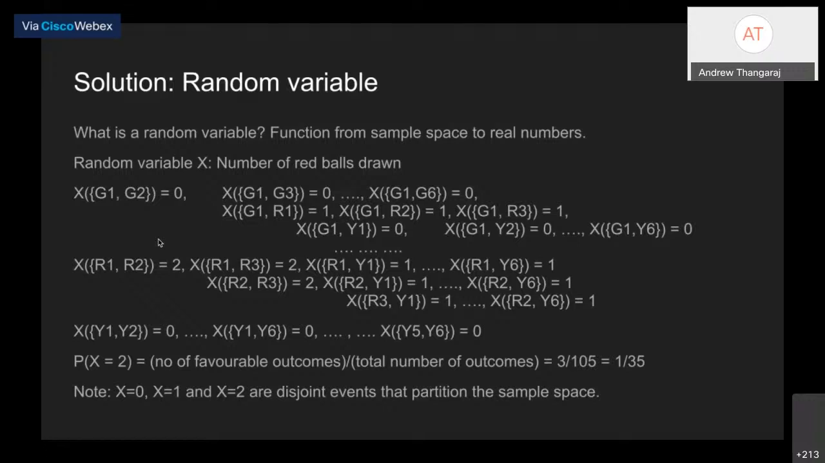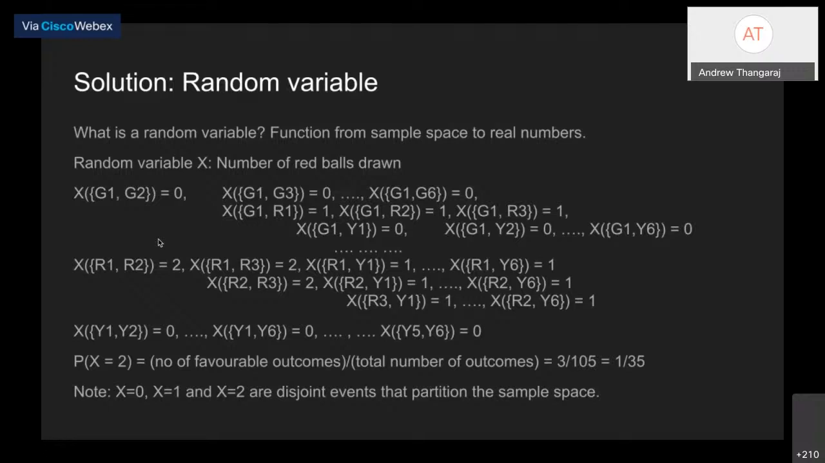Usually people write just x, but x is a function from outcomes to the number. For instance, if the outcome was g1 comma g2, what will be the random variable x? It will be 0. Why is that? Because in g1 comma g2, there are two greens, there's no red. I want to count the number of red balls in g1 g2, that's 0. Same way for g1 g3, g1 g6. Now when you have the outcome as g1 comma r1, the random variable will become 1.